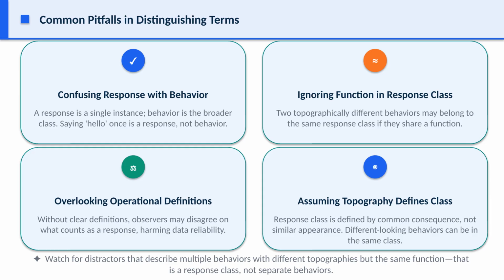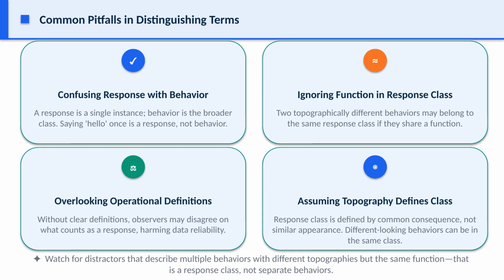Second, never ignore function when identifying a response class. Two topographically different behaviors, like tapping someone's shoulder and calling their name, can belong to the same response class if they both produce the same consequence, such as gaining attention.